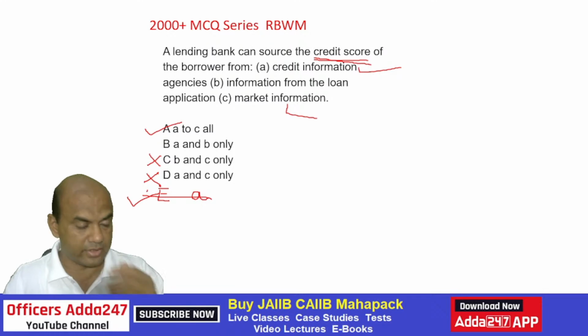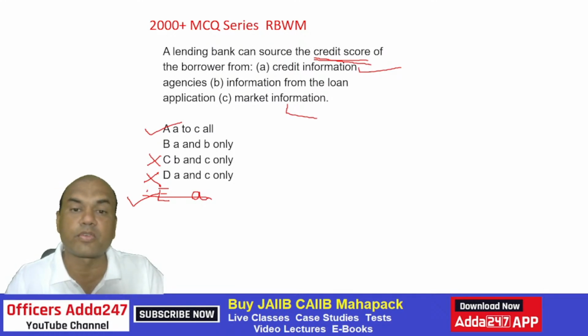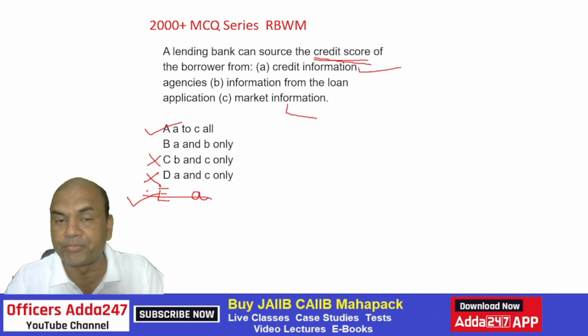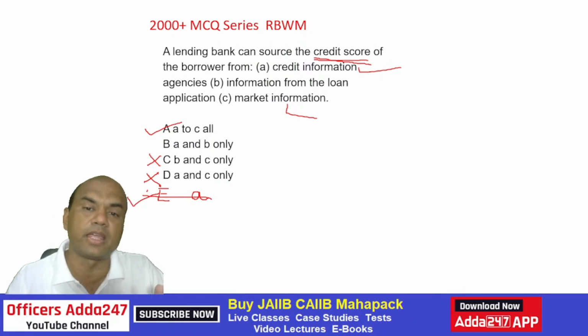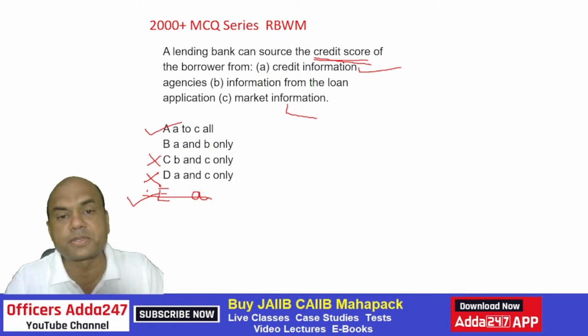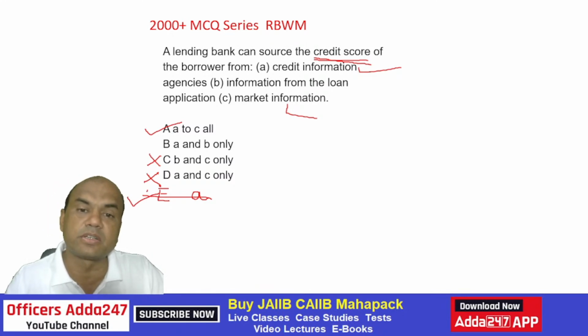A lending bank can source the credit score of the borrower from all of them. Remember, again I am telling, if the answer would have been only A somewhere, if the A option had been given, then the correct answer would have been A. But as that option is not given, you have to choose the best of the options. So the best of the options is A to C all.